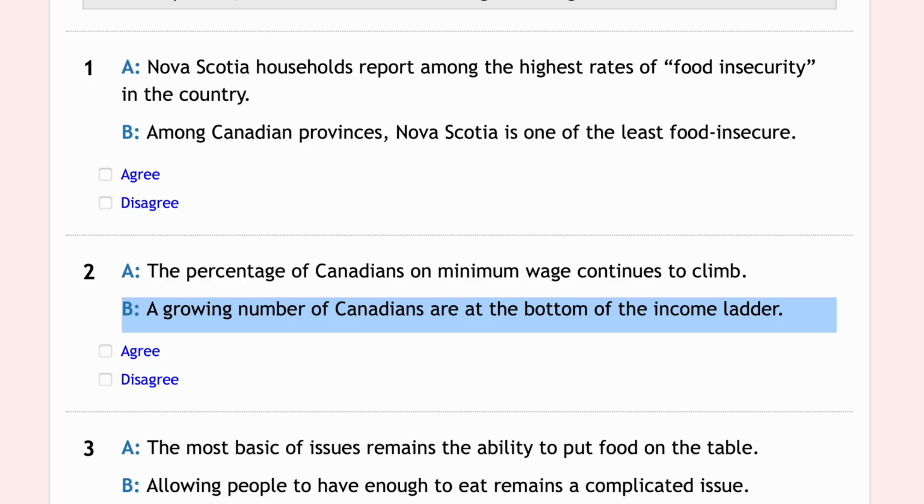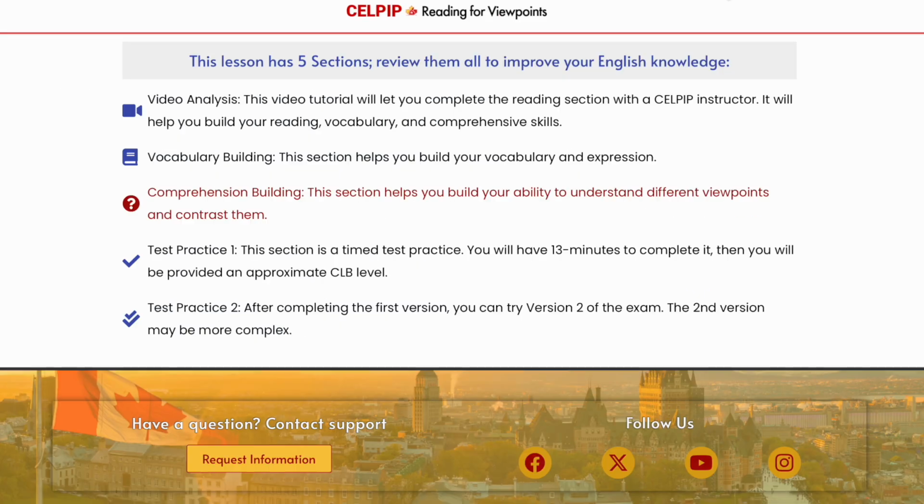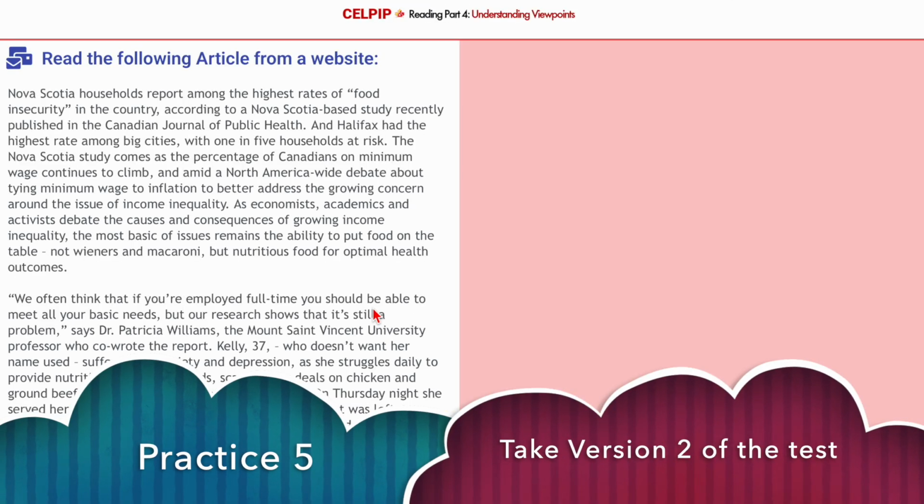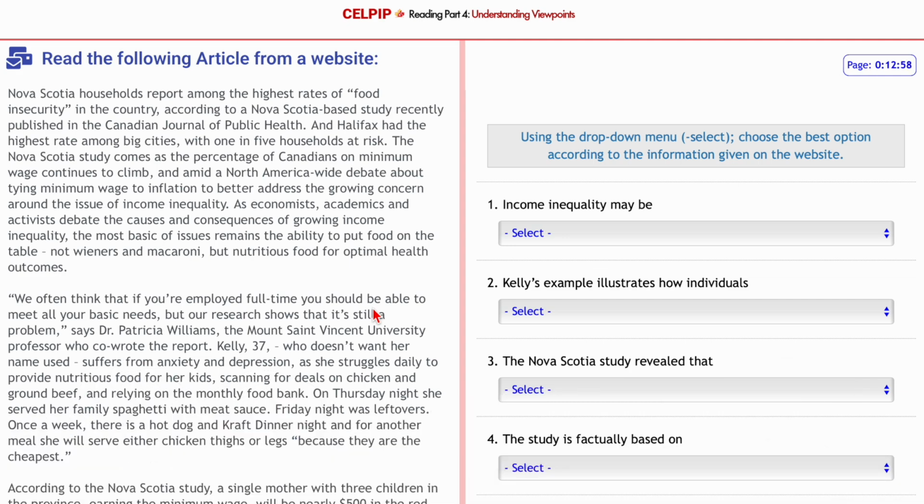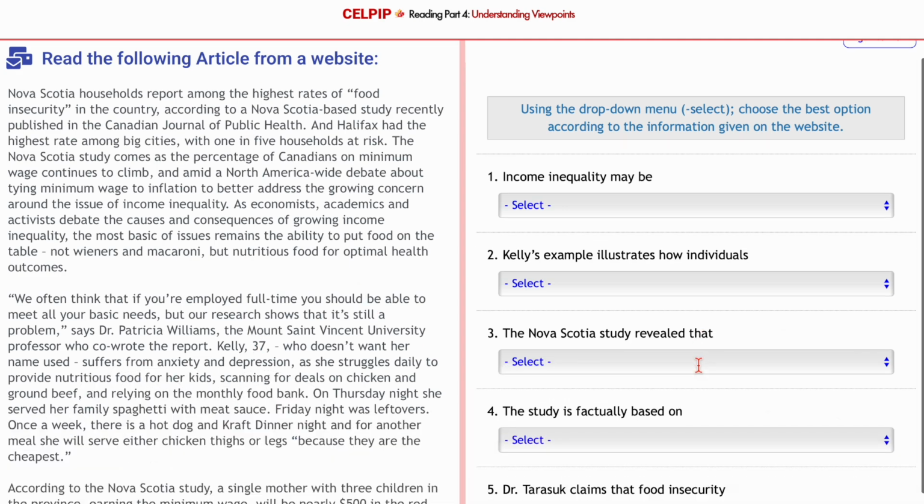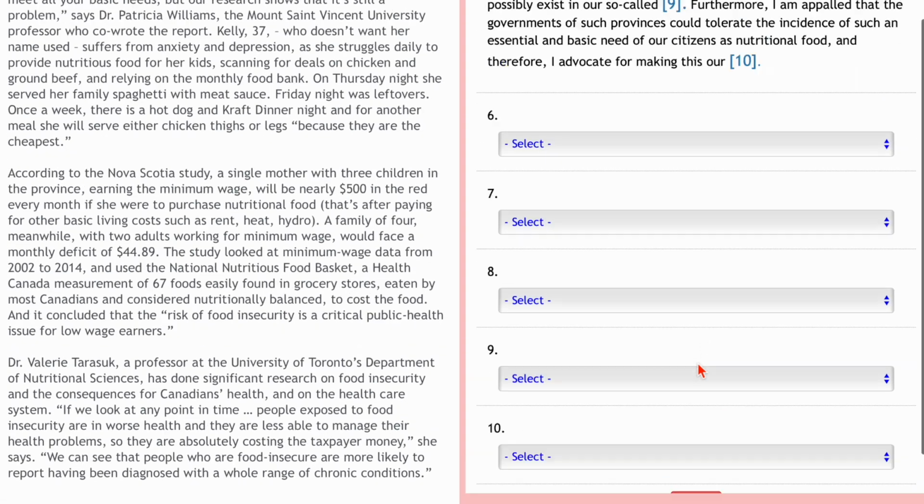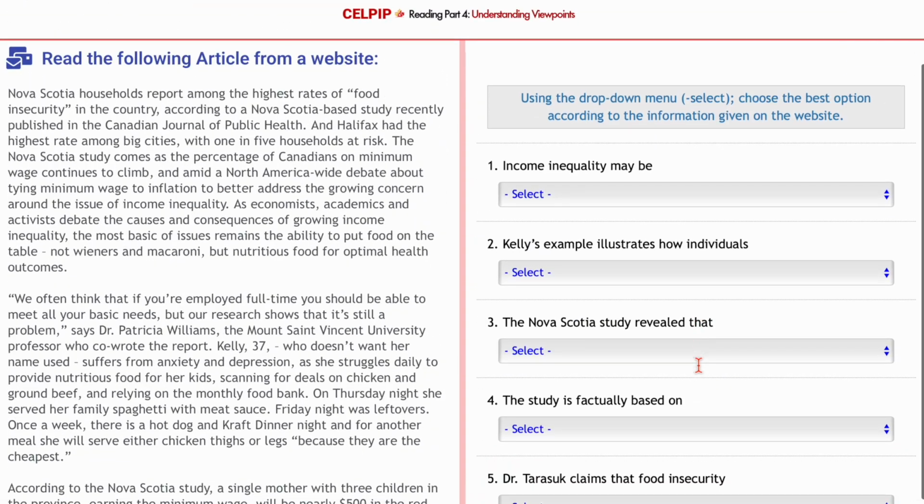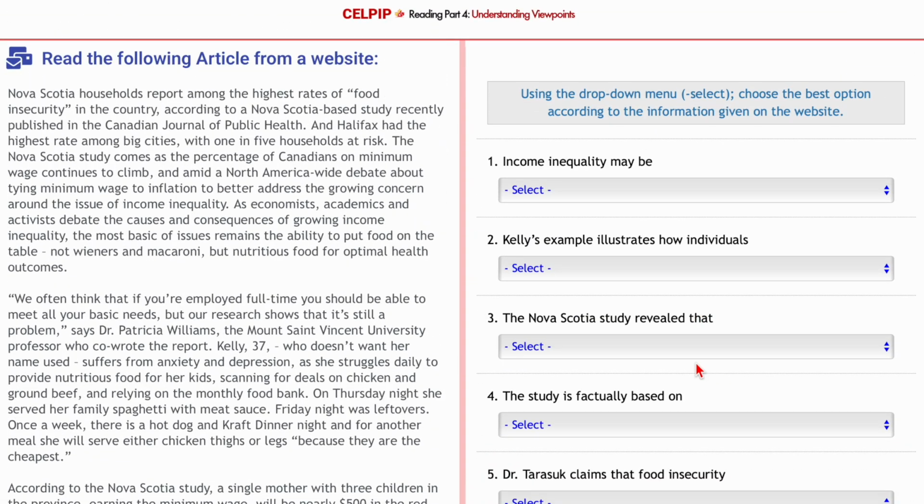And also, lastly, version 2. Version 2 of this exam would be great to practice. We have the reading again and different questions. Different questions. This is the best way to review what we just read. So I strongly recommend it.